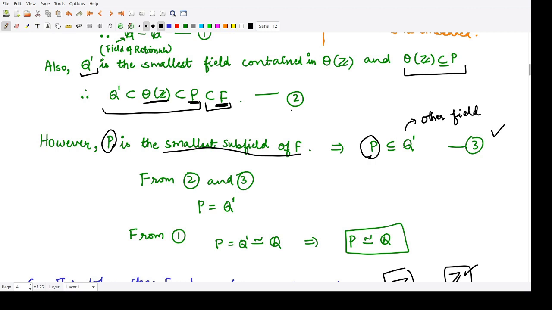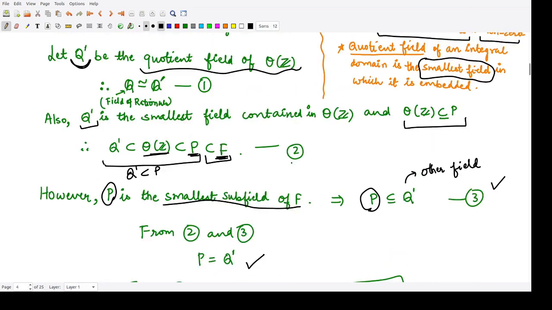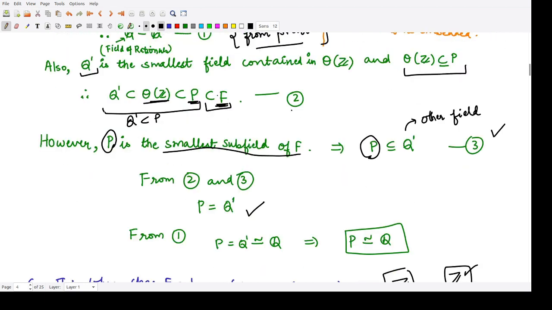So from equation 2 and equation 3, once we say this Q' is contained in P, once we say P is contained in Q', from 2 and 3 we can say they are equal, and we have just shown that this Q' is isomorphic to Q. This is from some previous result. You should go and check this result all by yourself. What is this result? How the field of quotients of an integral domain is isomorphic to the field of rationals. So from here we say that this field P is isomorphic to the field of rationals. So this is the first part that we were asked to prove.